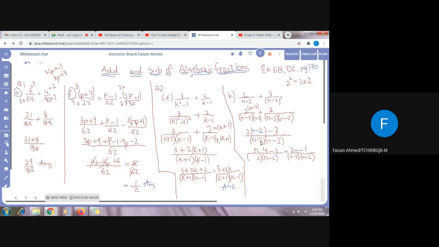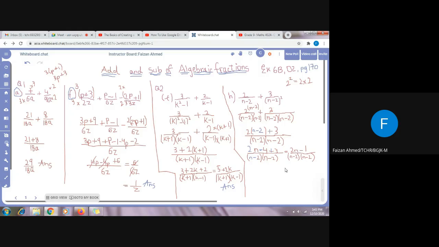Now I just have to multiply them. 2 multiplied by n will be 2n, and 2 multiplied by minus 2 will be minus 4. So this will be minus 4, and this will be minus 3, upon n minus 2, and I just need some simplification. This is 2n, and this is minus 4, and this is plus 3. So 2n minus 4 plus 3 means minus 4 plus 3 is minus 1. So 2n minus 1 upon n minus 2, n minus 2.